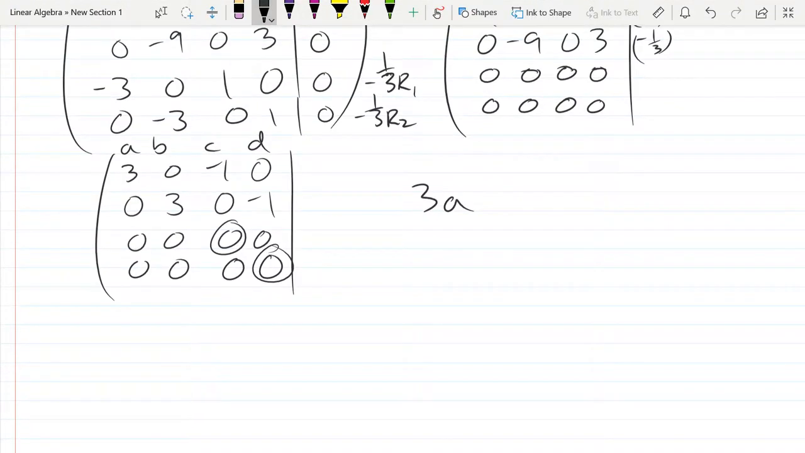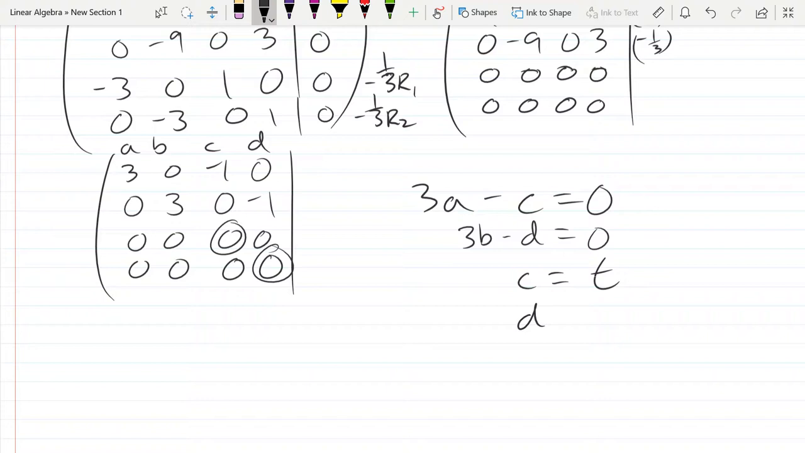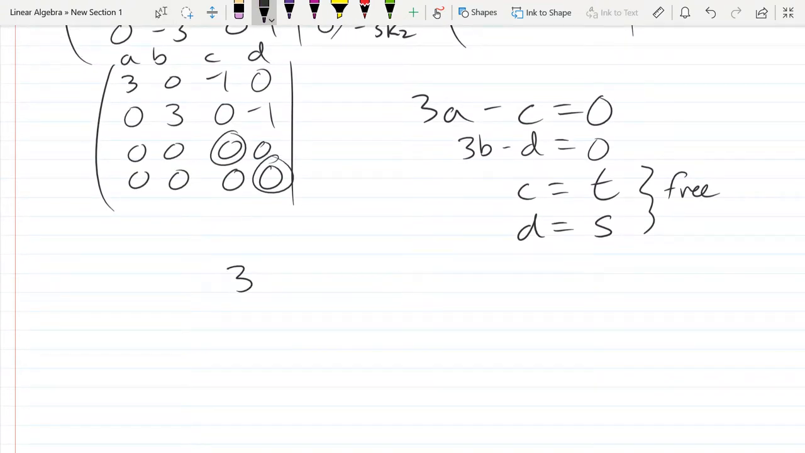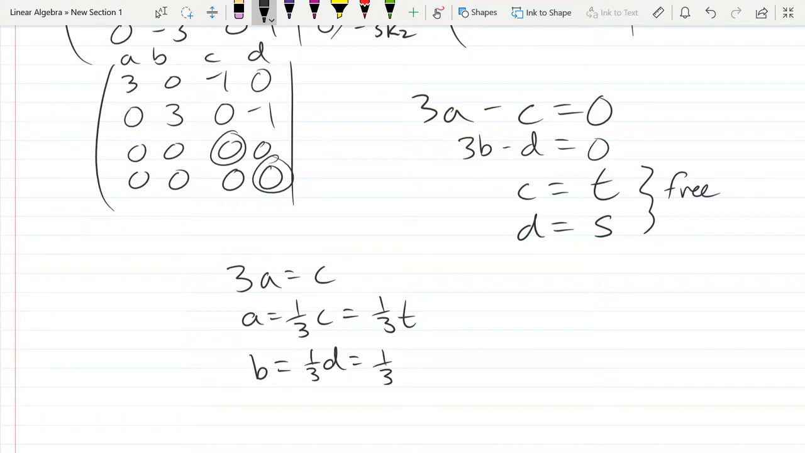So we got 3A minus C equals 0. 3B minus D equals 0. And then C is free. So I'll do C is T, and D is S. So let's solve for A and B in the usual way. So 3A equals C, and then A equals 1/3 C, which is 1/3 T. Our B is 1/3 D, which is 1/3 S.